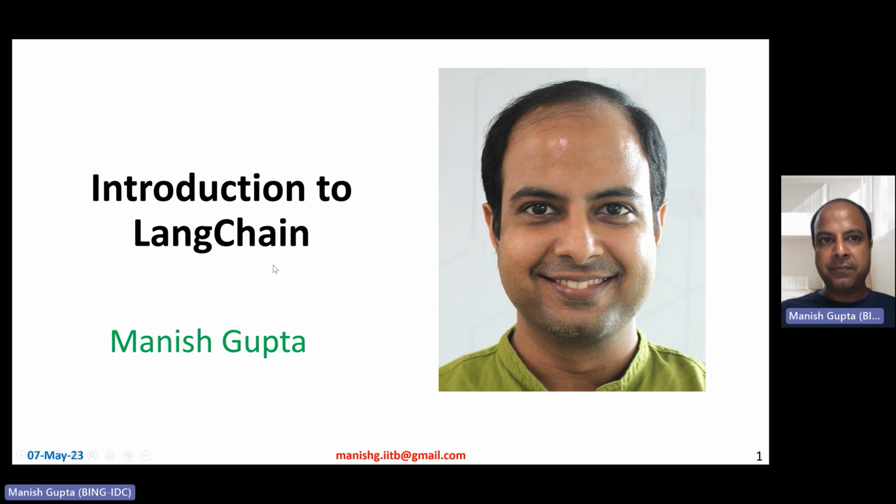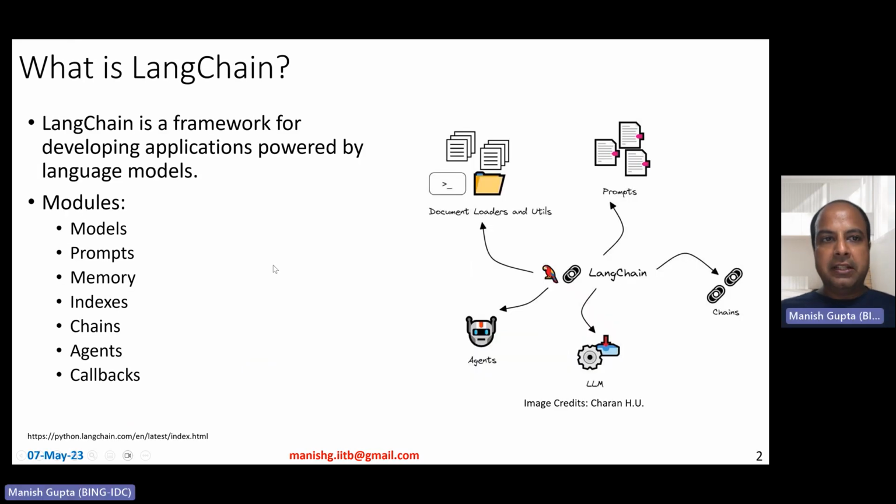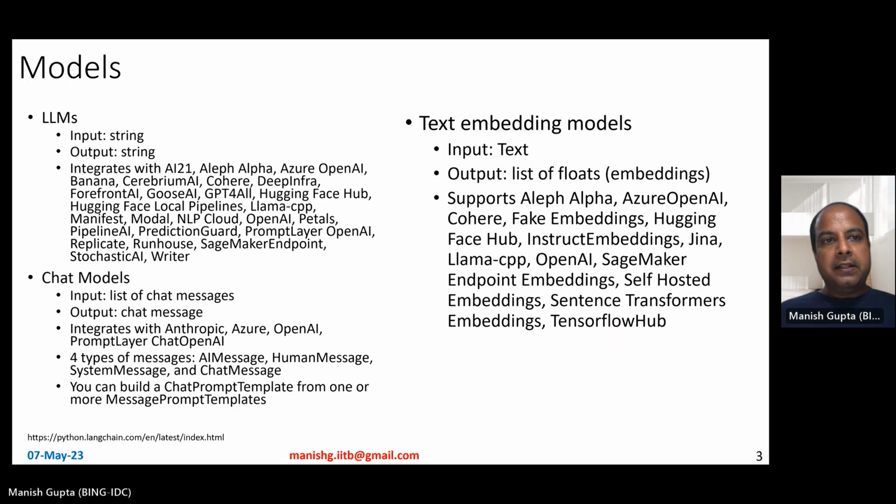called LangChain. So what is LangChain? LangChain is a framework for developing applications powered by large language models. LangChain consists of these popular modules: models, prompts, memory, indexes, chains, agents, and callbacks. In this video, I will provide a basic introduction to coding in LangChain and also talk in detail about these particular modules. So let's get started.